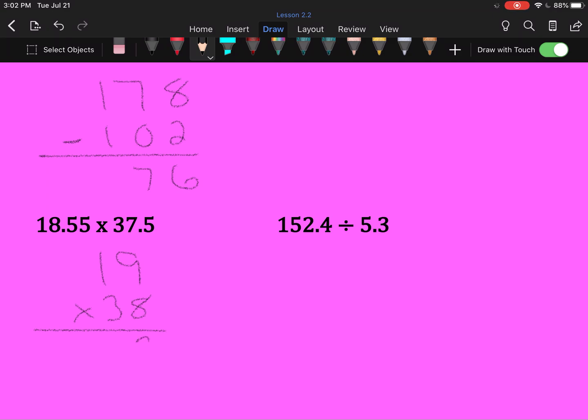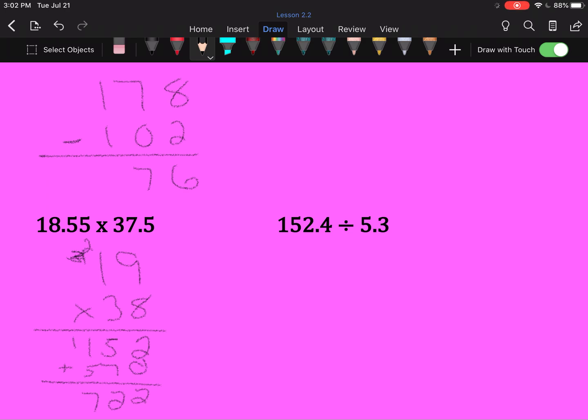8 times 9 is 72. Carry the 7. 8 times 1 is 1, plus 7 is 15. Start off with a 0. 3 times 9 is 27. Carry the 2. 3 times 1 is 3, plus 2 is 5. 2 and 0 is 2. 5 and 7 is 12. Carry the 1. 1 plus 1 plus 5 is 7.